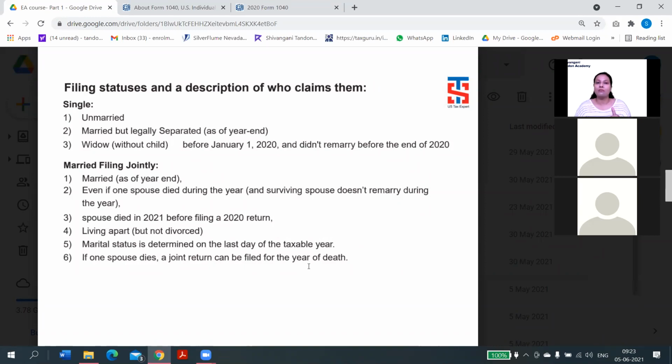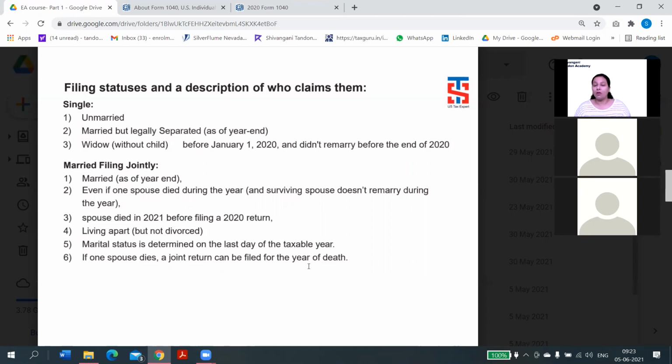Their filing status would be MFJ, because they're filing the return of 2020, and for the entire 2020 year, husband and wife both were alive. So their filing status is MFJ. We always consider the filing status as of year end, that is 31st December in most of the cases. Okay. So if on 31st December, husband and wife both are alive, their filing status is MFJ.